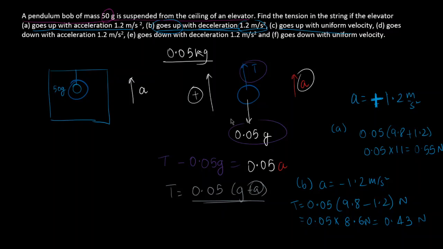It goes up with uniform velocity. And by uniform velocity, what do we mean? By uniform velocity, we mean A to be equal to 0. So then the tension is equal to 0.05 times (G plus 0). And that's just 0.05 times 9.8. What is that equal to? That is equal to 0.49. Again, in newtons. And you can do the three parts by yourself. It's just calculating it.